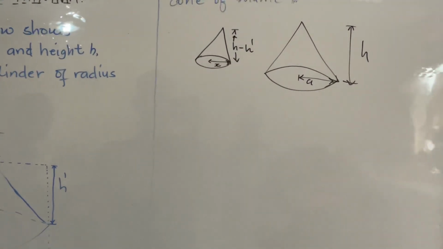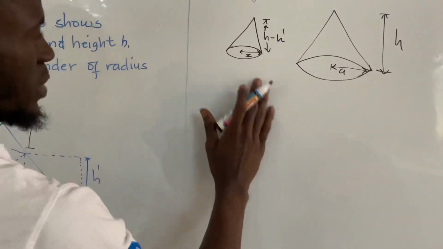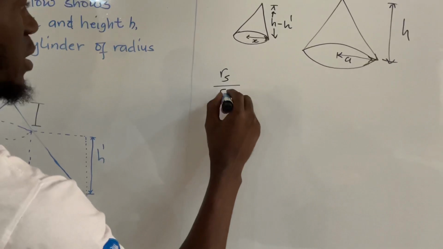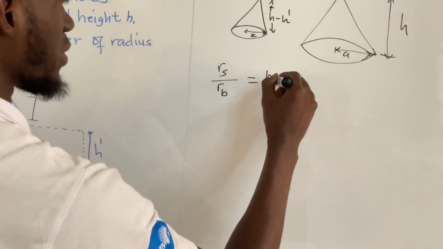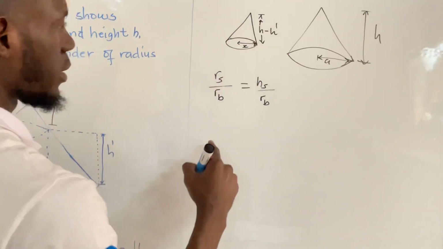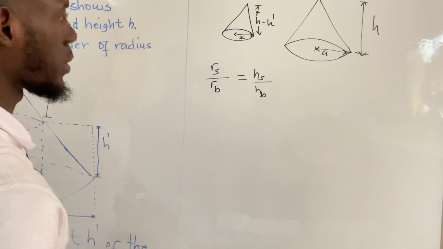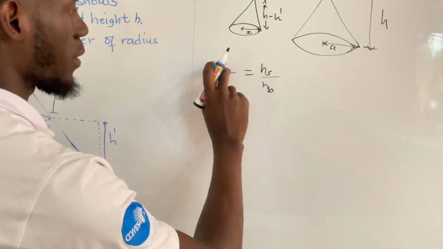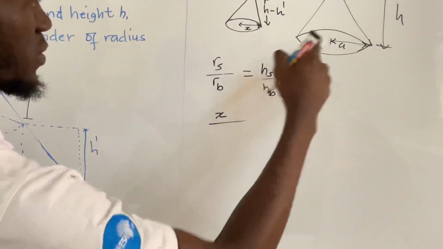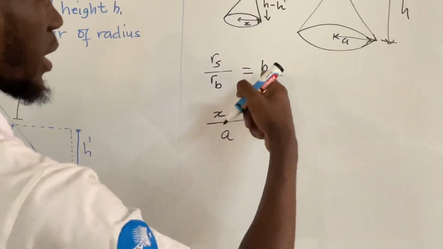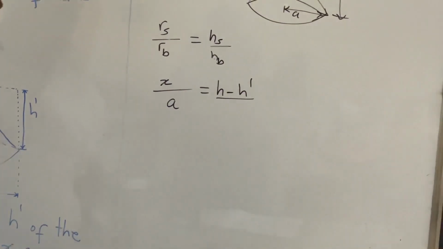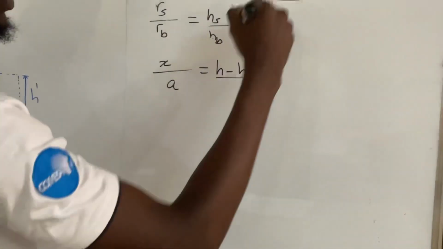Now we are using similar figures. So the radius of the smaller cone divided by the radius of the bigger cone is equal to the height of the smaller cone divided by the height of the big cone. Radius on one side, height on the other side, but the sizes should correspond. So the radius of the smaller cone x divided by the radius of the bigger cone a is equal to the height of the smaller cone, h minus h prime, which is what we want to make the subject, divided by the height of the bigger cone, which is h.